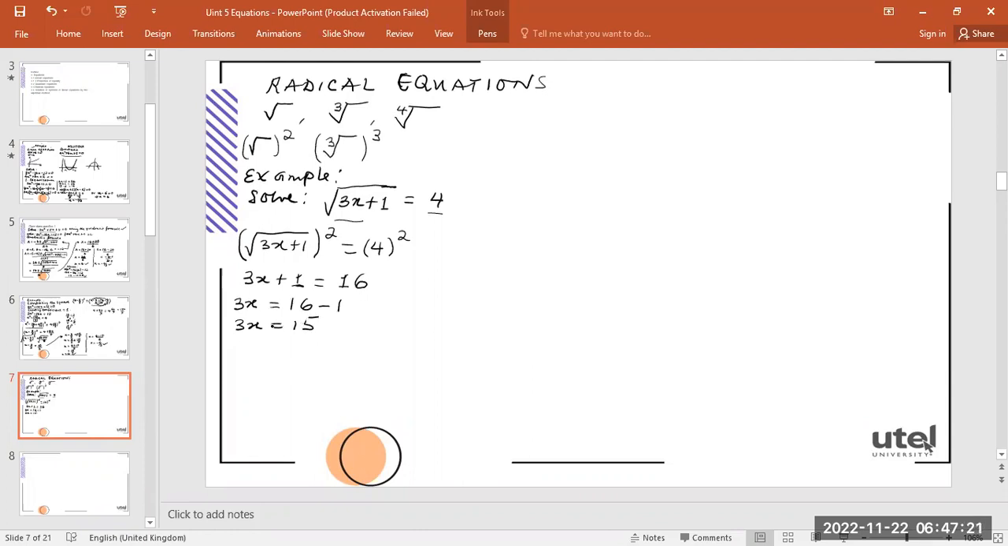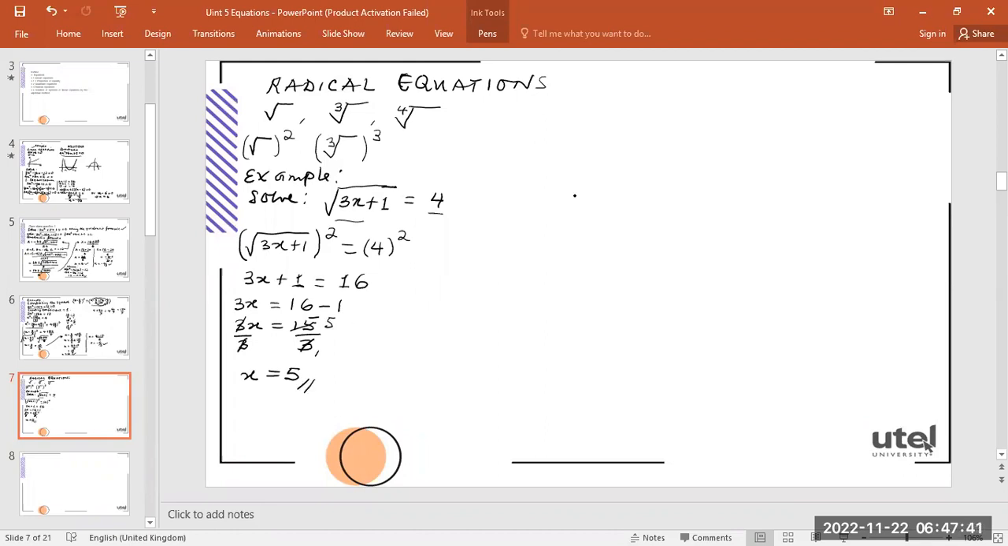And to find the value of x, we divide both sides by 3. If we cancel the 3s, we are left with only x on the left. 3 goes into 15 five times. This implies that our x is equal to 5.